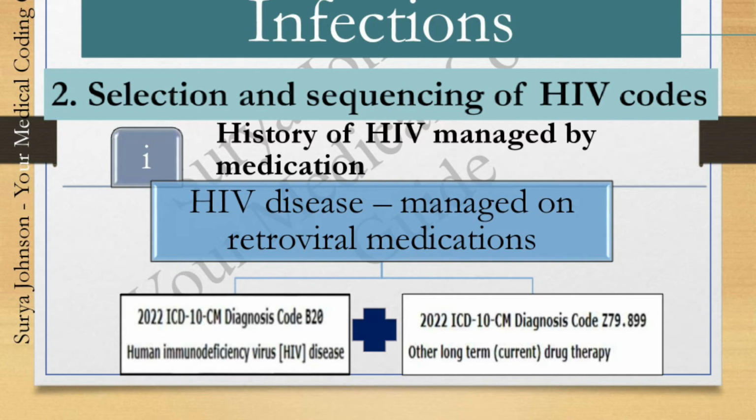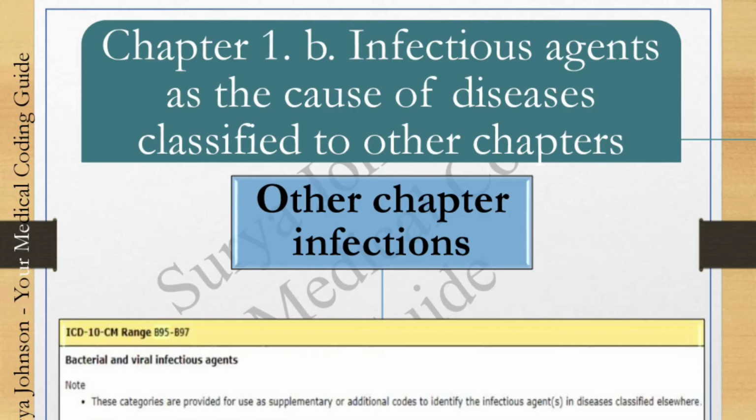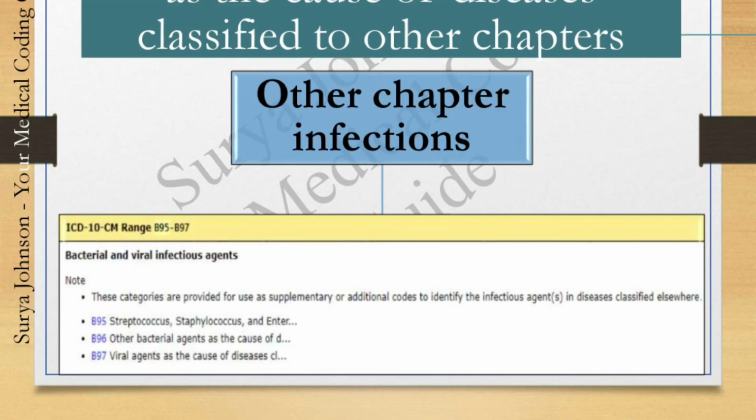HIV infection. So chapter 1B, infectious agents as the cause of diseases classified to other chapters. There are other infection codes that range from B95 to B97. This includes the bacterial and viral infectious agents. All these infections are classified in this chapter. This just gives a note only. There is no particular description or guidelines for chapter 1B, infectious agents as the cause of disease classified to other chapters.